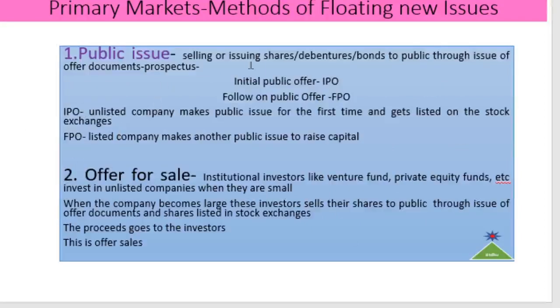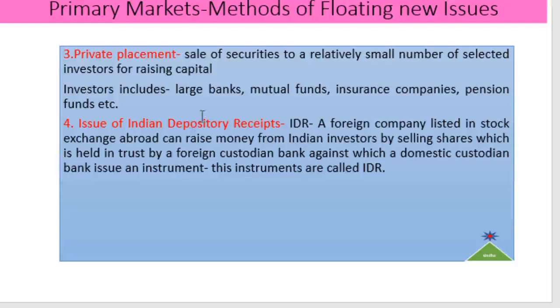Therefore, the first one is selling to the public. Second one, when a company is small, institutional investors purchase. When it becomes large, it is offered for sale in the stock exchanges and the proceeds go to the investors. And third one is private placement method. Here the selling is done to a relatively small number of selected investors.